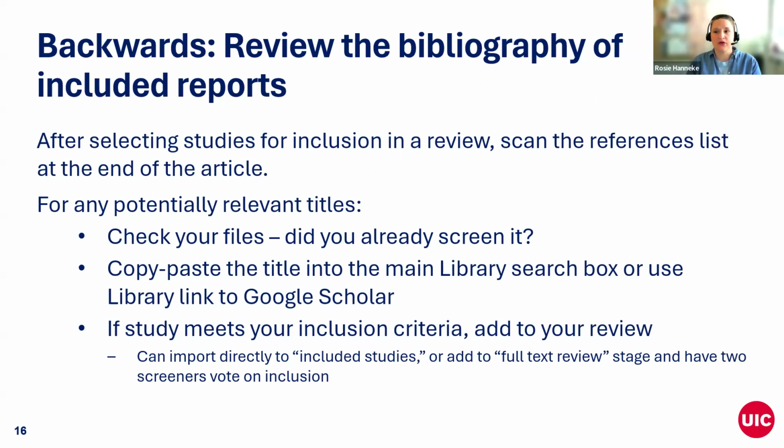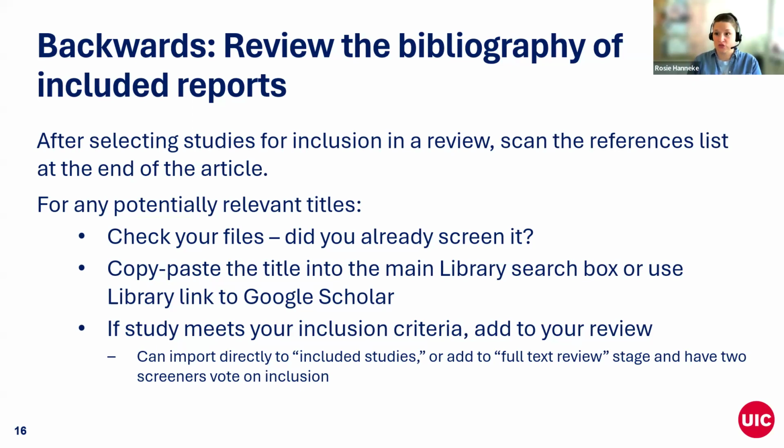For those titles that you think could be something relevant, that could meet my criteria, the first thing you want to do is check it against your files in Covidence or your citation manager that contains all of the abstracts you already looked at. So you want to check your files and see, did you already screen it? And that'll eliminate a bunch of them right off the bat if you've already identified them through the database searches and screened them.